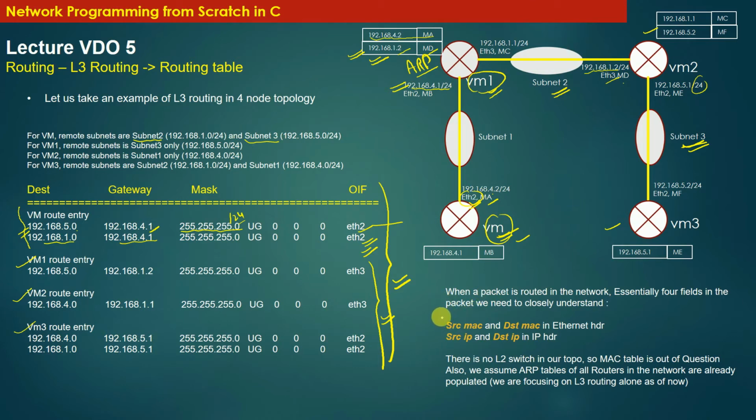Again, we have already discussed that whenever a router or any machine in the network wants to send a packet, essentially four fields you should know: the source MAC address and the destination MAC address in the Ethernet header, and the source IP address and the destination IP address in the IP header. Again, in our topology, there is no L2 switch, so the MAC table is out of the question here. We assume the ARP tables of all the routers in the network are already populated because we are focusing on L3 routing alone as of now.